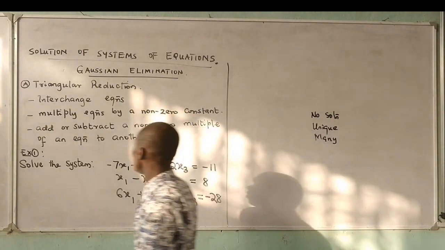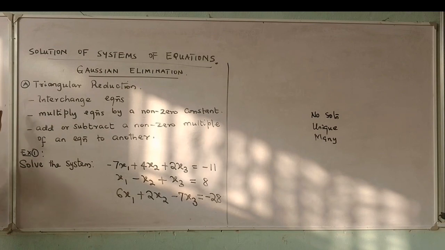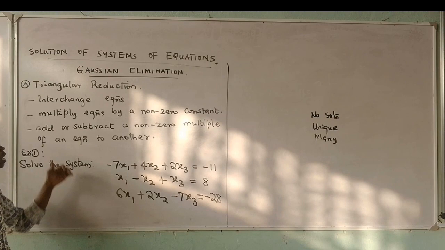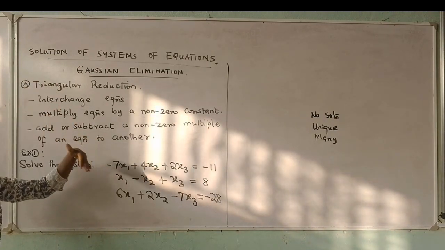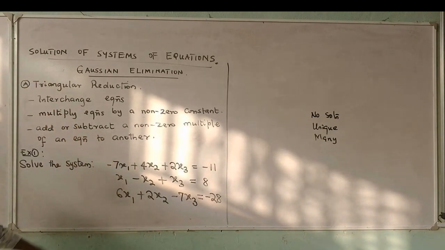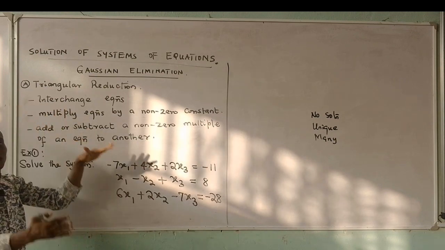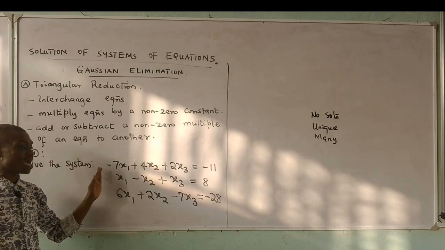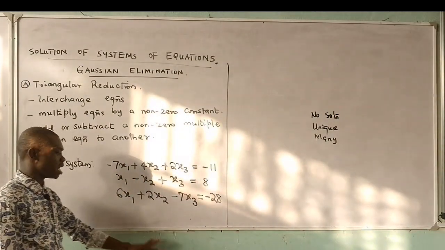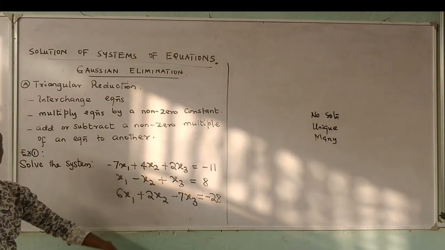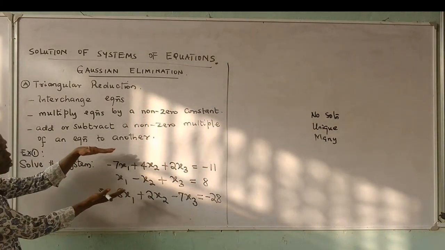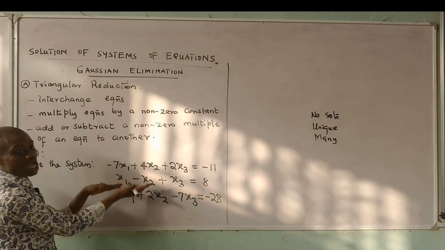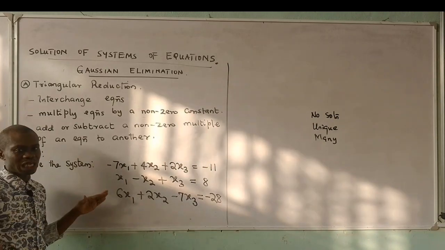Now, these are the steps that you are allowed to take under Gaussian elimination. You can take any of these steps, and there are others that I will mention as we go on. One is that you are allowed to interchange equations. You can see here, this is an example. It says we should solve the system minus 7x1 and so on, about 3 equations in 3 variables. You are allowed to make equation 1 become equation 3, equation 3 become equation 2, and equation 2 become equation 1, at any point.